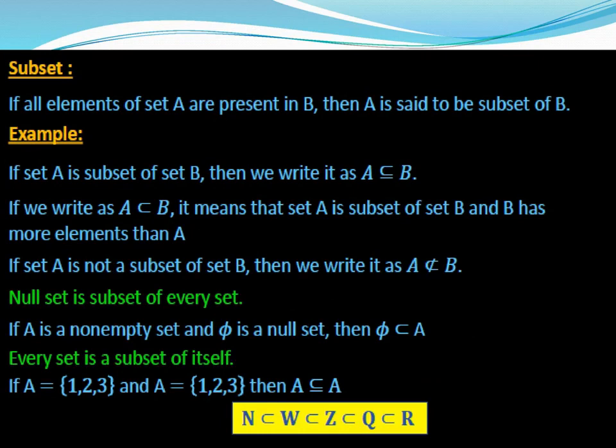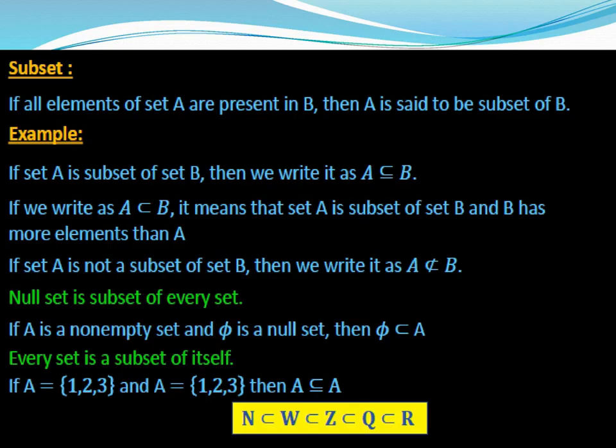If A is a non-empty set and phi is the null set, then phi is a subset of A. So the null set is a subset of every set, and every set is a subset of itself. Suppose A equals {1, 2, 3}, then you can write A is a subset of or equal to A, because every element of A is present in A.